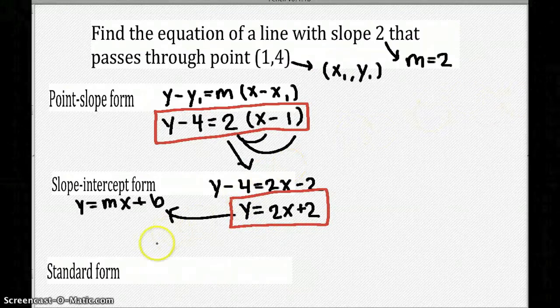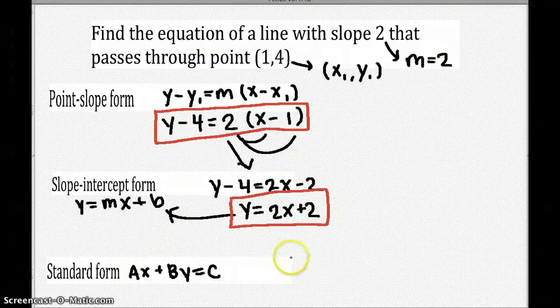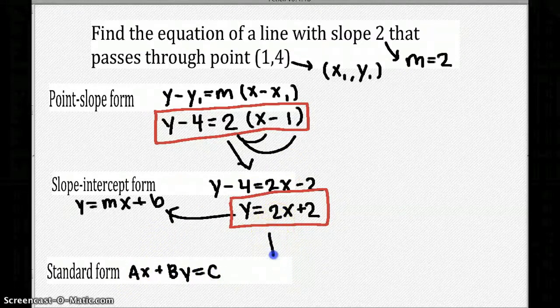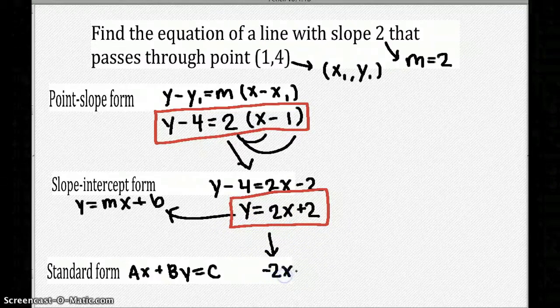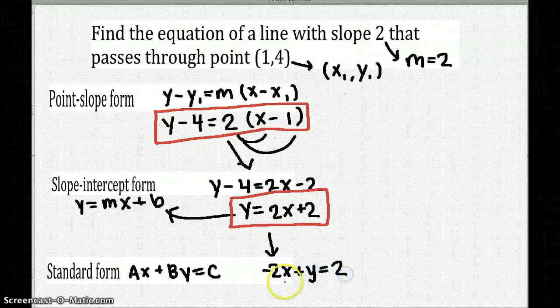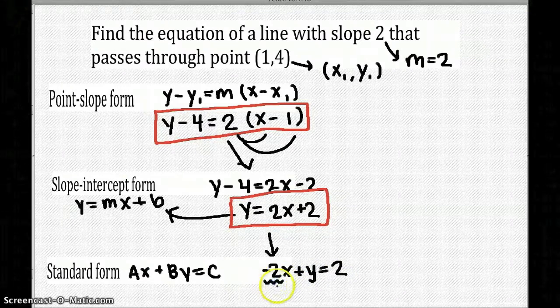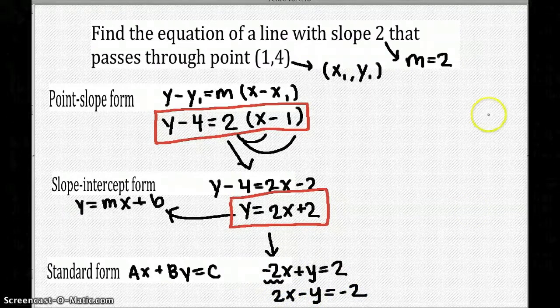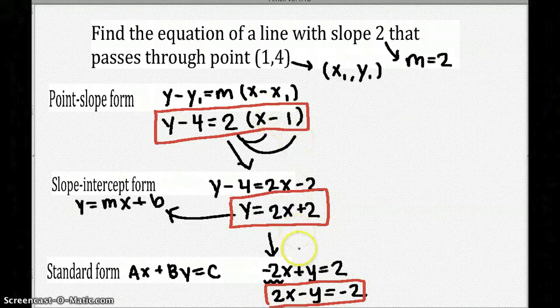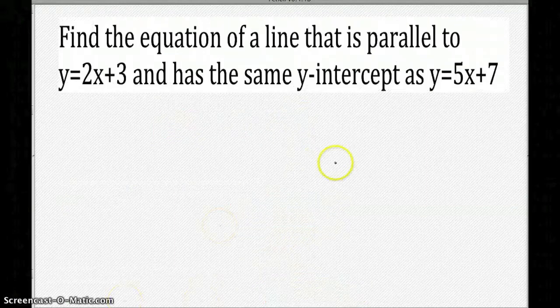Okay. Now standard form, and this was ax plus by equals c. All we need to do is move the 2x to the left side of the equation, so we're going to subtract 2x. So negative 2x plus y equals 2. But remember, this a value has to be positive, so we're going to multiply the whole thing by negative 1. 2x minus y equals negative 2. And that is the standard form of this equation. Okay, and they're all the same line. Now we're going to move on to the next question.